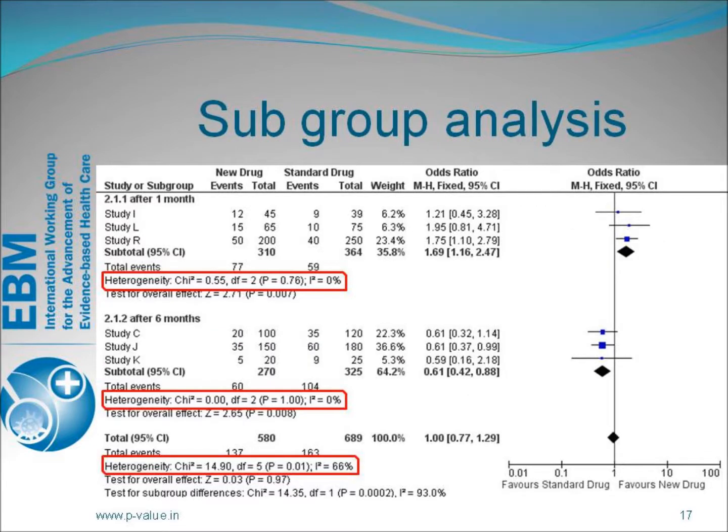In the above example, when we investigated the heterogeneity, we found that studies of shorter duration had similar results and those of longer duration similar results. Thus, a subgroup analysis was performed. You may note that the heterogeneity in subgroups is reduced.